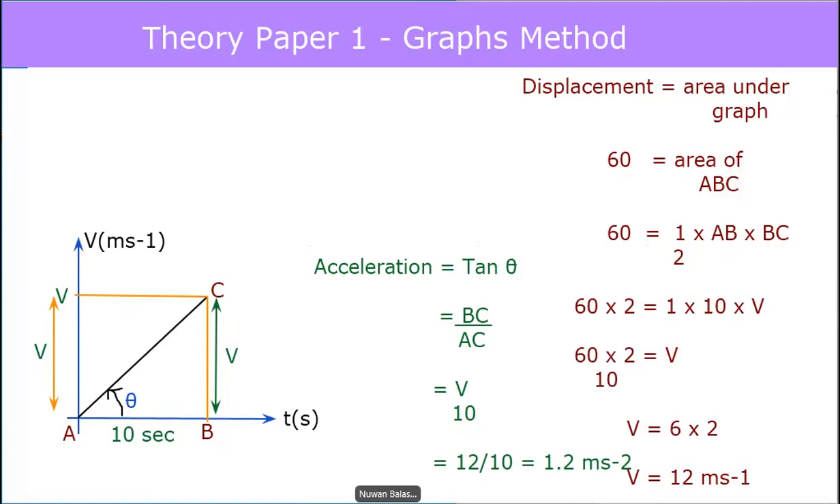Who got this answer? Acceleration equals 1.2 meters per square second. Please raise your hand in Zoom chat. Okay, very good. Please write them all quickly. After that, we may go to question number 2.